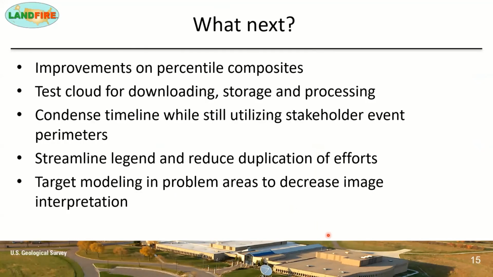So what's next? We want to make some more improvements on that percentile composite process. We're testing the cloud for downloading, storage, and processing. We'd like to access some of that Sentinel data as well. We want to condense our timeline while still utilizing those stakeholder events with that crucial information about disturbance types. Streamline our legend, reduce duplication of efforts, for example, in DMBR calculation from different programs, and then target our modeling for machine learning and problem areas to decrease the amount of time that our image interpreters have to spend on those areas.